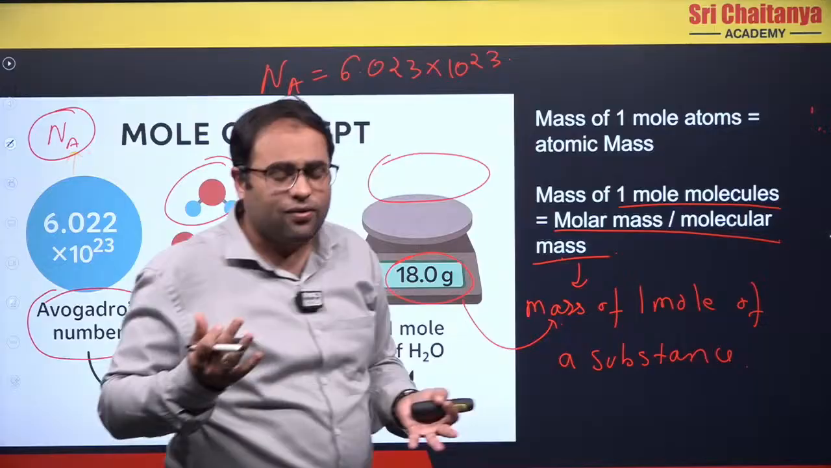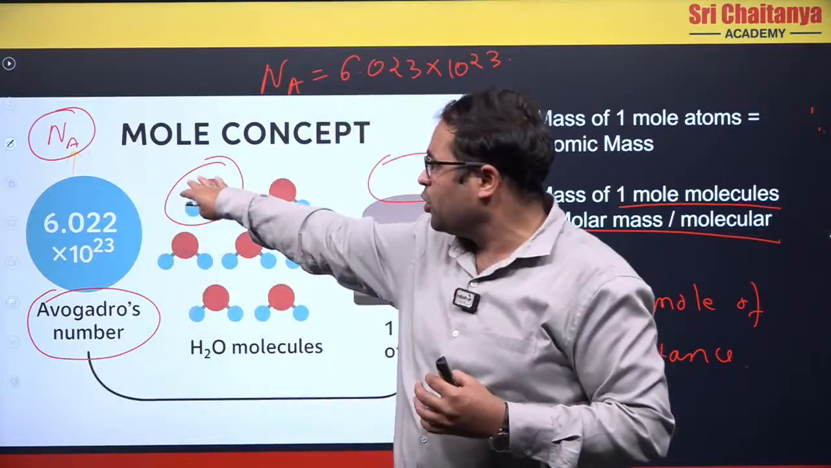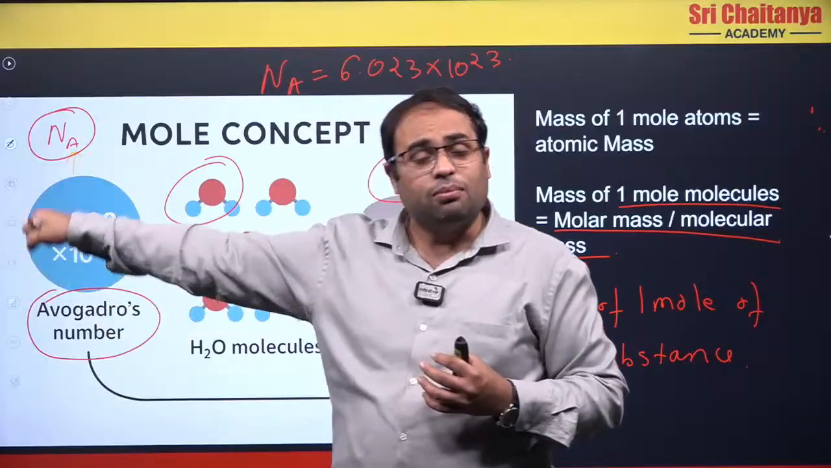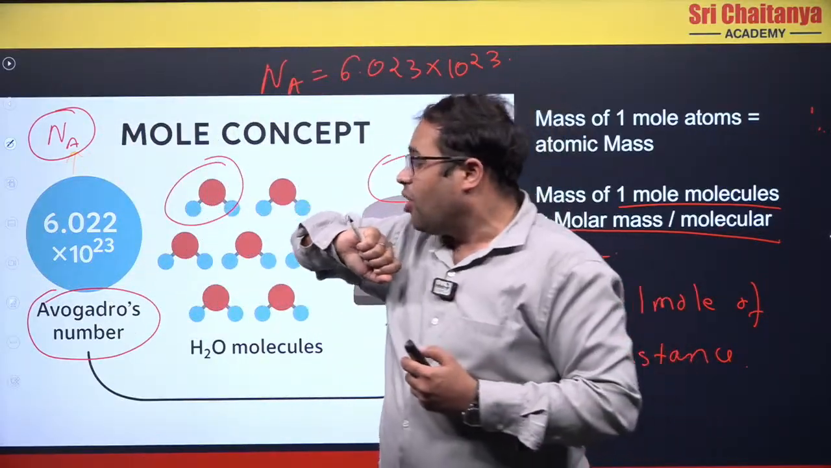Now instead of that, if I have atoms like oxygen atoms, 6.023 × 10^23 oxygen atoms, then the mass of those 6.023 × 10^23 oxygen atoms.